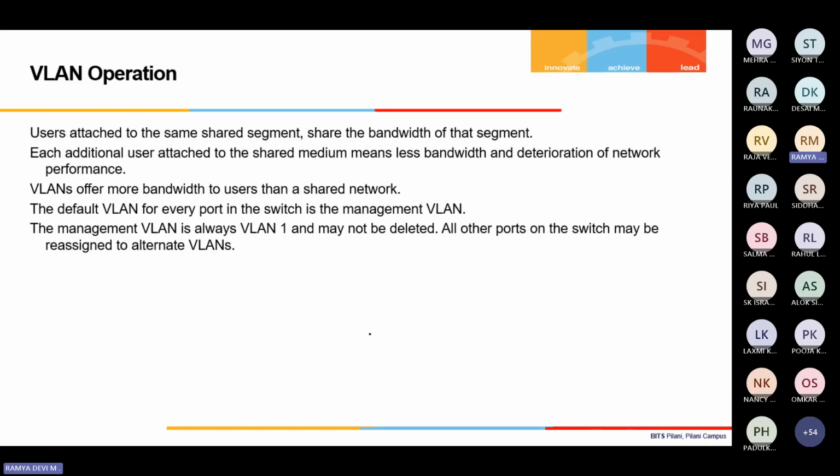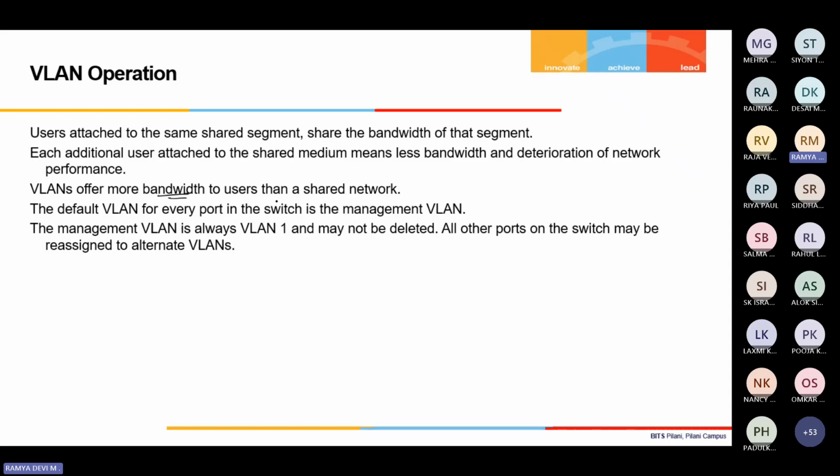What about bandwidth and management? In a traditional shared network, all the users share the same bandwidth. With more users, the bandwidth per user is reduced, network congestion happens, and performance degradation happens. But what is the advantage of VLAN? It will improve the bandwidth. Why? Because the network is logically segmented into VLANs, so dedicated bandwidth can be given for each VLAN. The users can experience better performance, and it reduces collisions when compared to a shared network.